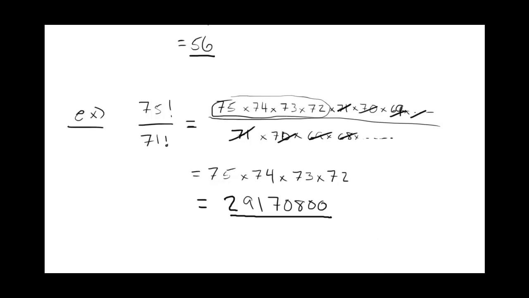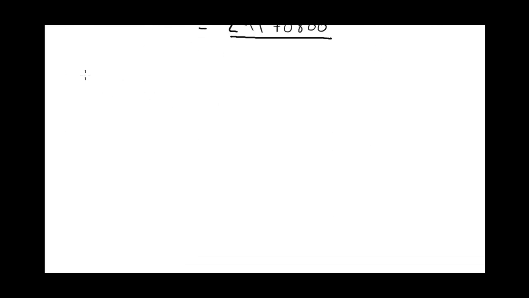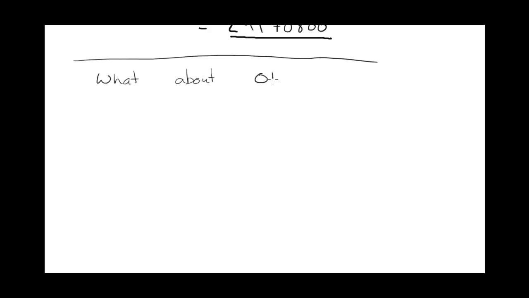Okay, so that is what we need to know about factorial notation. Oh, one more thing. Remember we said it's defined for all natural numbers. That includes 0. So what about 0 factorial? Well, remember we take this number and then decrease until you get to 1. Well, this number is already less than 1. So a lot of people will say that's 0.